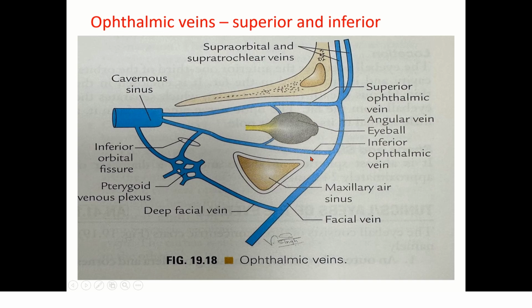Inferior ophthalmic vein begins in the floor of the orbit. It collects blood from the lower eyelid. It also collects blood from the inferior muscles like inferior rectus and inferior oblique. So either it drains into cavernous sinus or it drains into the superior ophthalmic vein.